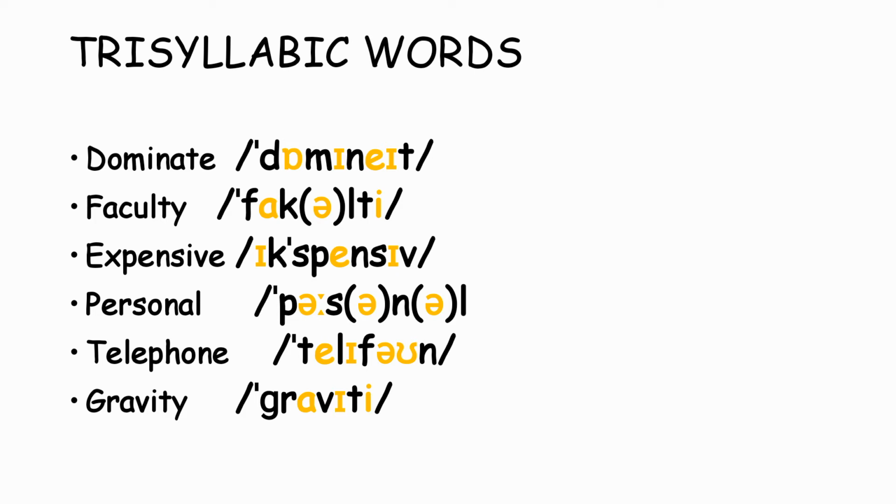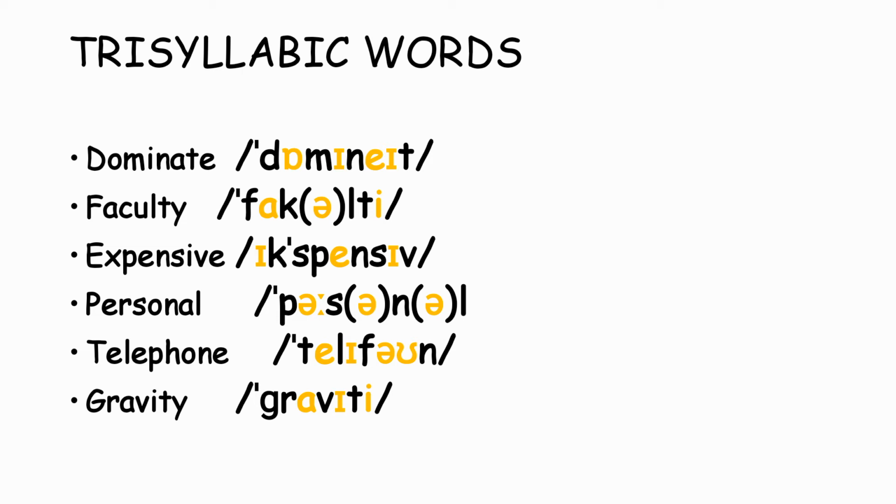Next, faculty. Three vowel sounds are there, therefore three syllables are there. A trisyllabic word. Next, expensive. The initial letter e is not giving the sound ee, it is giving the short e sound. So it is expensive. So the three vowel sounds are there. Therefore, three syllables are there. So it is a trisyllabic word.